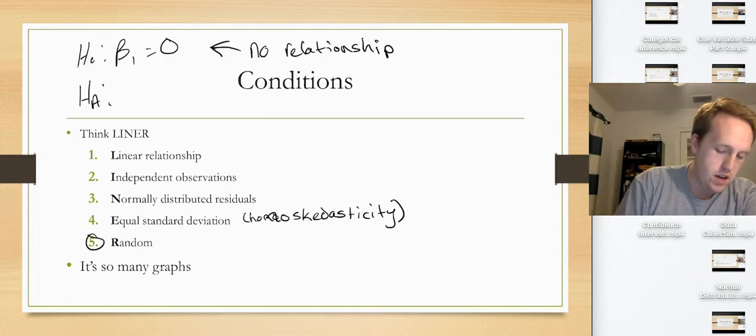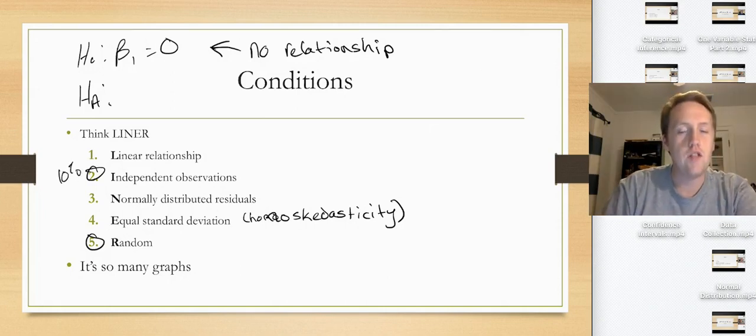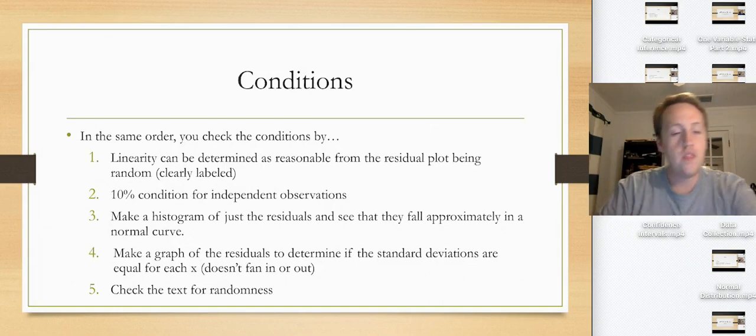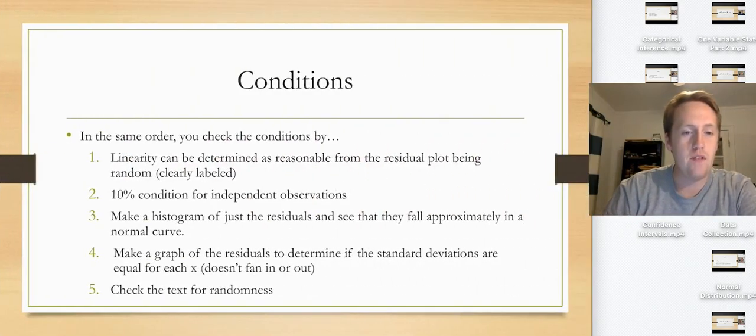So this is not new, and the independent observations isn't new. That's 10%, and that's the randomness is stated. The other three are a little different. So on this slide, I tell you how to actually check those. So the L, the linear relationship, you get by making a graph of the scatter plot, right? Linearity can be determined as reasonable from the residual plot being random. That's it.